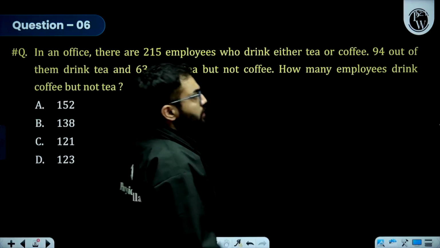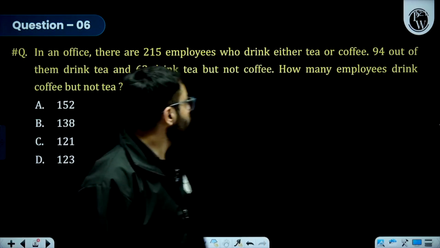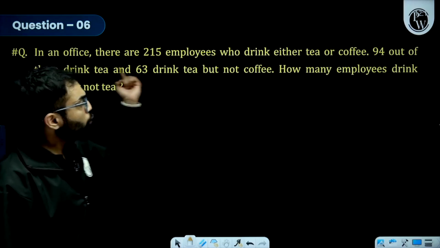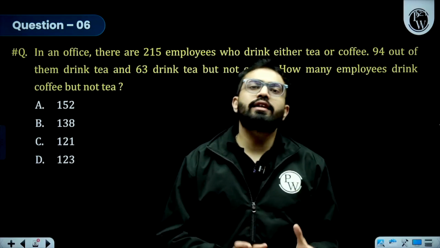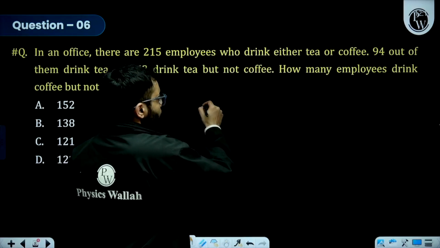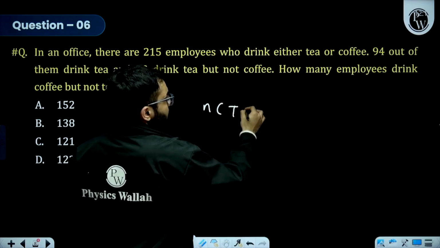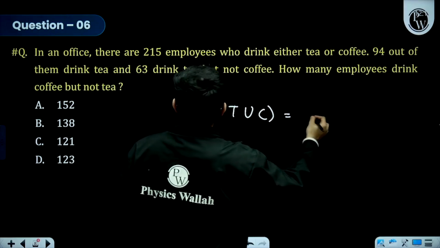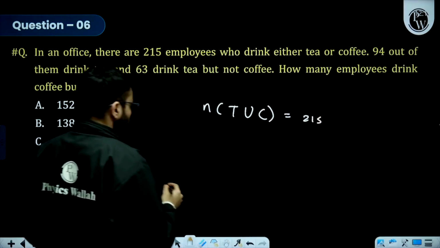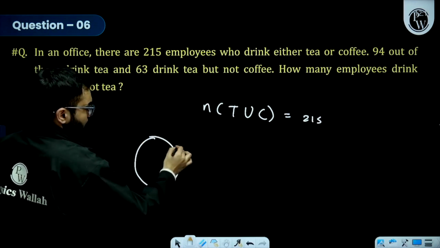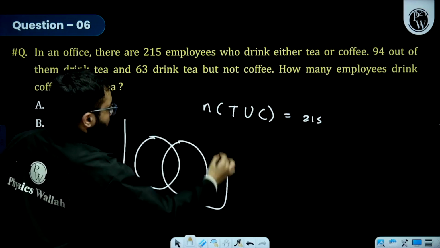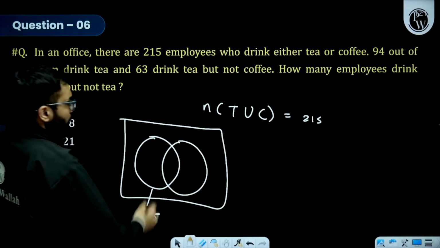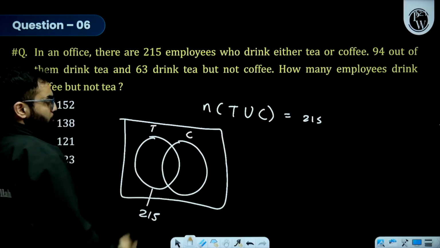So when it is saying that there are 94 employees who drink tea, we basically get the number of elements in this set. There are 215 people who drink either tea or coffee. So either tea or coffee basically means n of T union C, where T is the tea and C is the coffee, and this is given to us as 215. So what I can do is make the sets. So the value of this union is given to us as 215, and let this be the set for tea and this be the set for coffee.